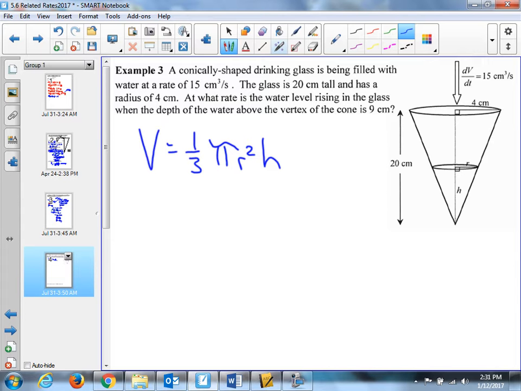What else? We want to get this down to talking about one variable. And since it says the depth of the water, the cone, 9 centimeters and stuff, it looks like h is the best variable to operate with. So somehow we got to replace r with an expression for h. That's my choice, anyways. You could do it the other way around, but then you got an extra step kind of at the end.